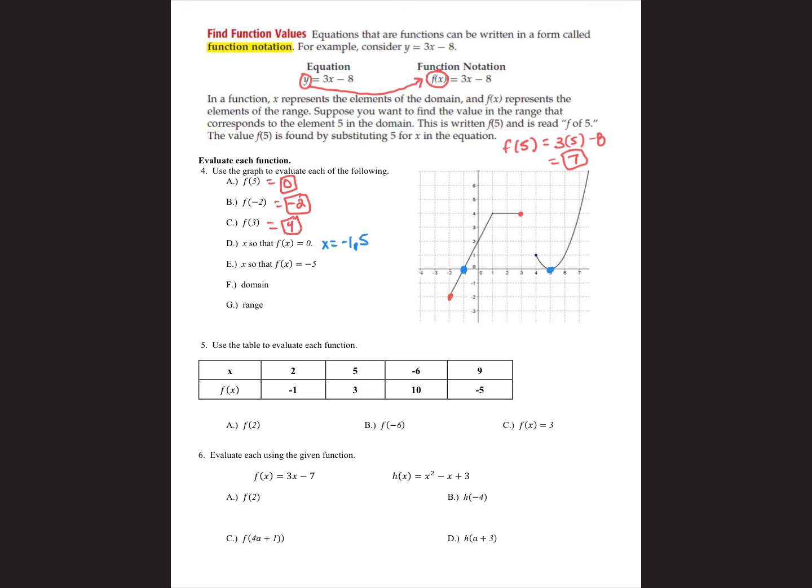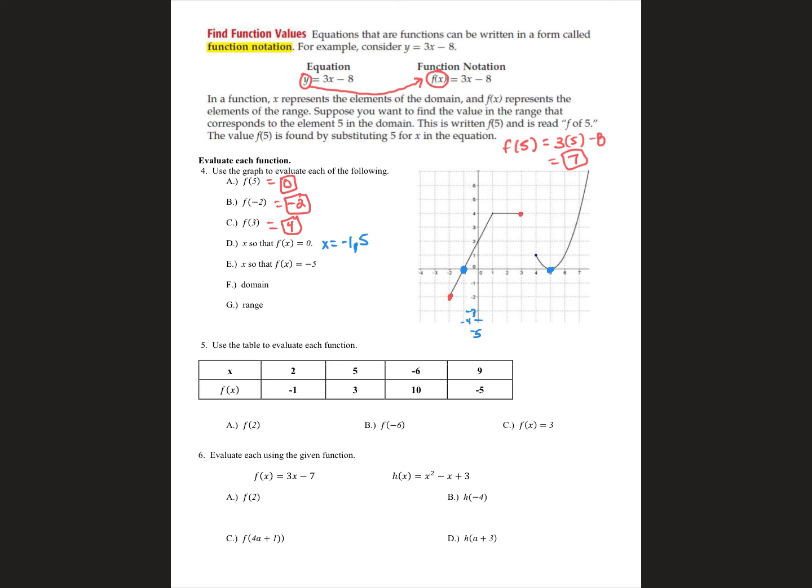So -1 comma 5. Letter E, what values of x give us an output value of -5. So find x so that f of x is -5. Well, looking at this particular graph, when do we have an output of -5? Well, -5 is down here, right? We got -3, -4, -5.